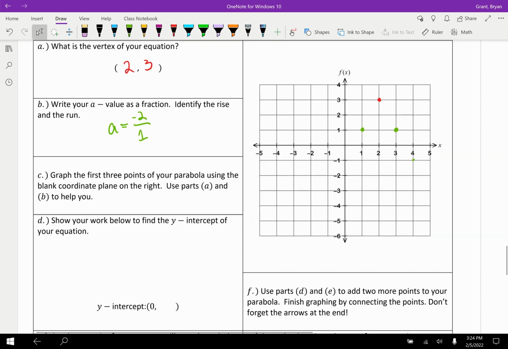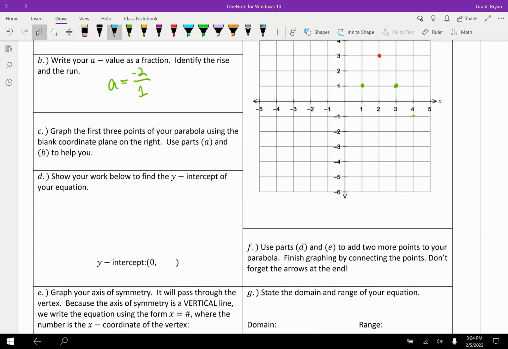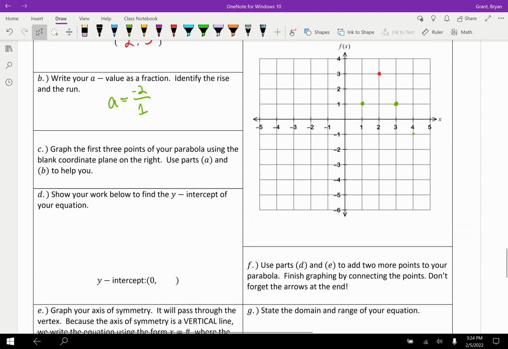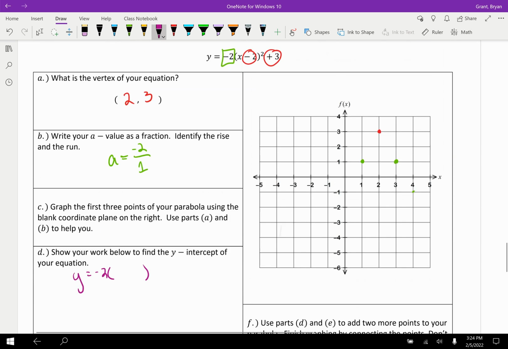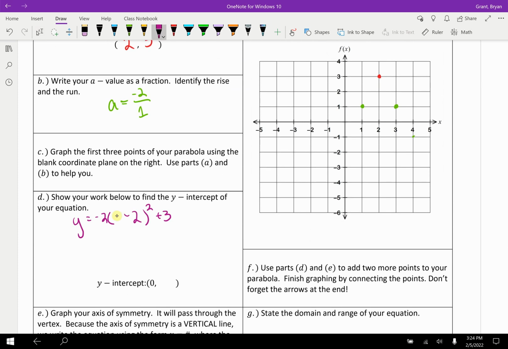Moving on through. We have our first 3 points. That's what C asked us to do. Now we need the y-intercept. I've mentioned this before, but you always need to show a setup and an answer to your problem. To find the y-intercept here, we're going to take our equation, y equals -2 times (x - 2) squared plus 3. And we are going to replace the x with 0. That is where this 0 comes from.